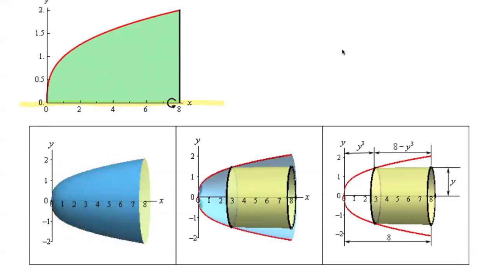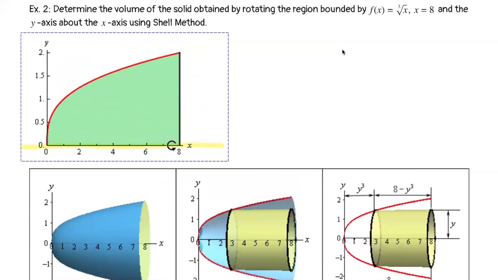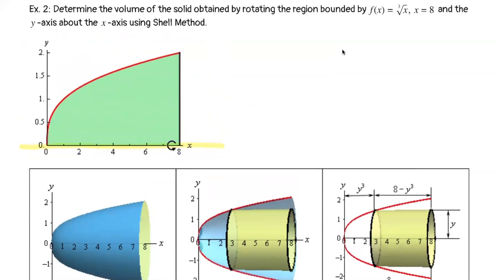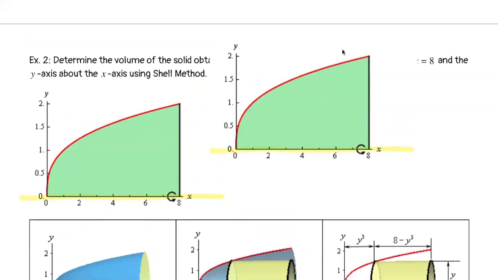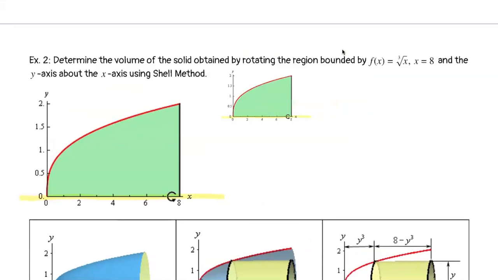No, we would not be using shell method. All right, if we take this and we cut, each of the cuts that we make are going to be making circles. Right? And if we cut that way, we'll be using disk or washer method, okay? So that is certainly one possibility. And so let's take this diagram and let's set it up as if we were going to use washer method, okay?